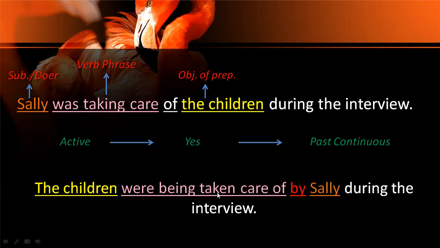Then the main verb is in form 3. Take becomes taken. Care of. Now why we included of? Because it is original in the sentence. We cannot omit it. So the children were being taken care of by whom? By Sally during the interview.